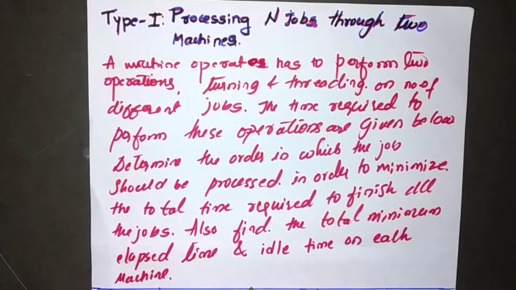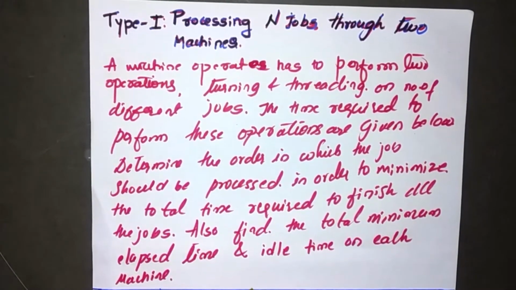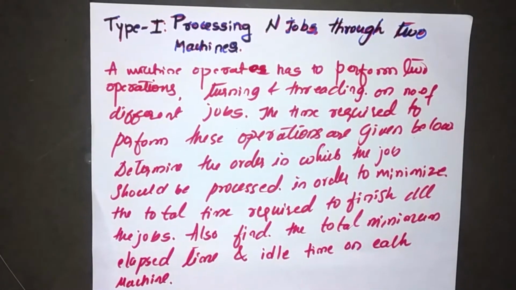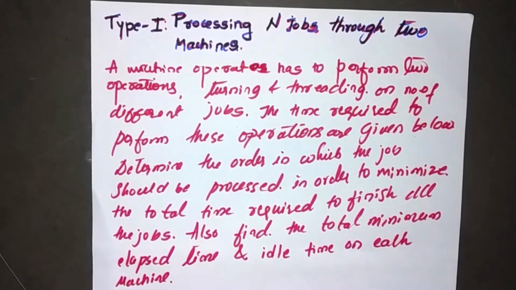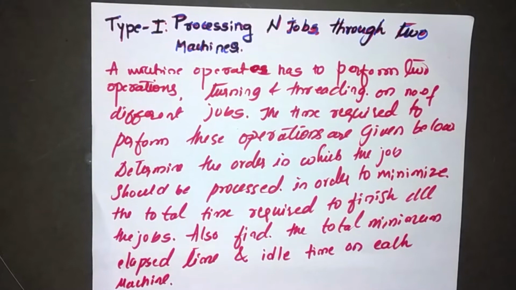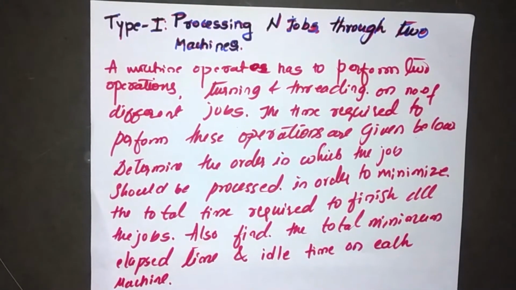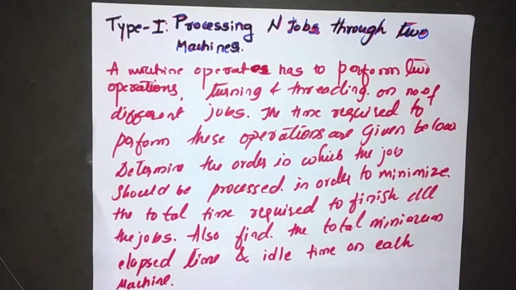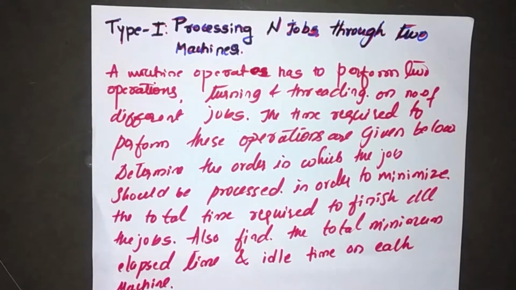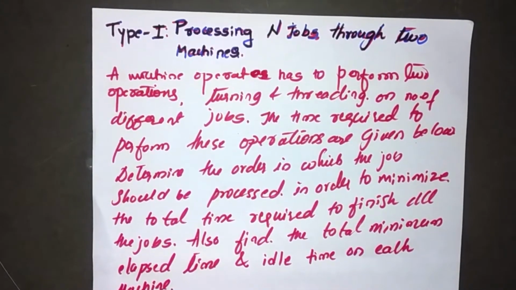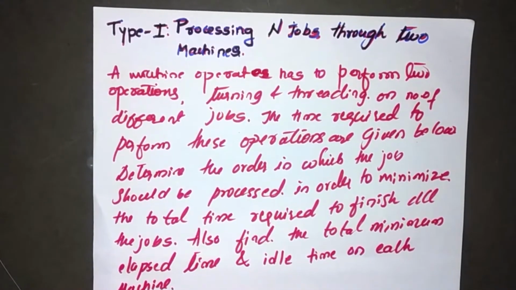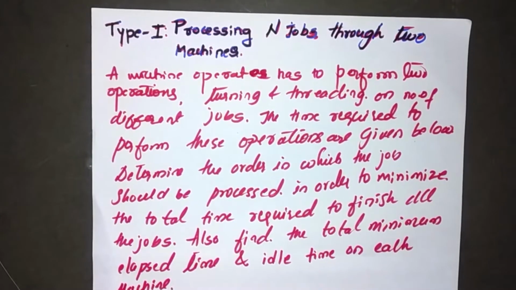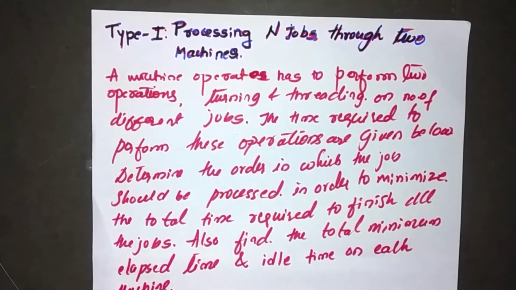Today we will solve the sequencing problem from the operational research subject. The sequencing problem involves the selection of the best sequence of the jobs to be processed on a machine so that the total elapsed time for all the jobs will be minimum. In sequencing problem there are 4 different types. In today's video we will solve the first type problem, where sequencing of n jobs through 2 machines.